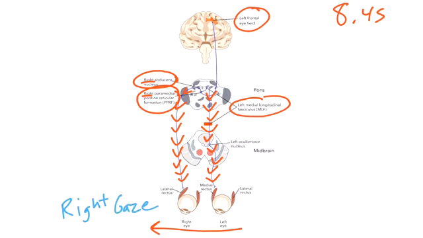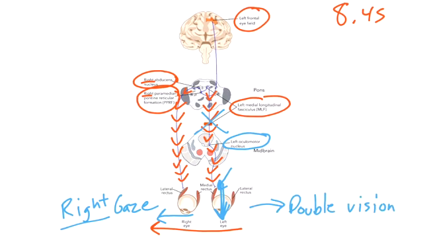Now this is a super high yield concept. So if you damage this left medial longitudinal fasciculus, then when a patient looks to the right, the left eye will stay focused in the center, and then the right eye will deviate to the right, because the medial longitudinal fasciculus was never stimulated on the left side, so the left ocular motor nucleus could never be stimulated, so the left medial rectus muscle could never be stimulated. So when a patient has one eye looking to the right and one eye continuing to look straight, they will complain of double vision. However, the medial rectus muscle is actually fully functional.